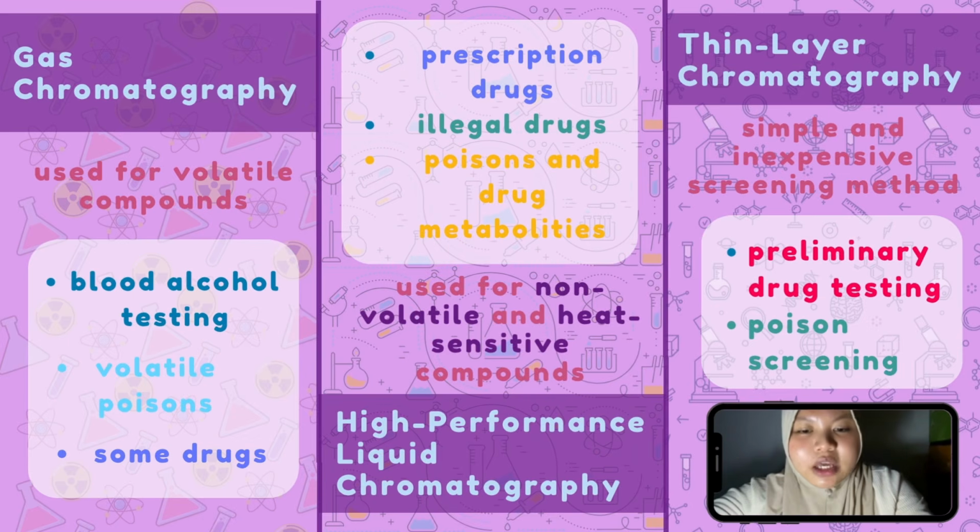And the third one is thin layer chromatography, or TLC. It is a simple and inexpensive screening technique. TLC is mainly used for preliminary drug testing and poison screening before more advanced analyses are performed.